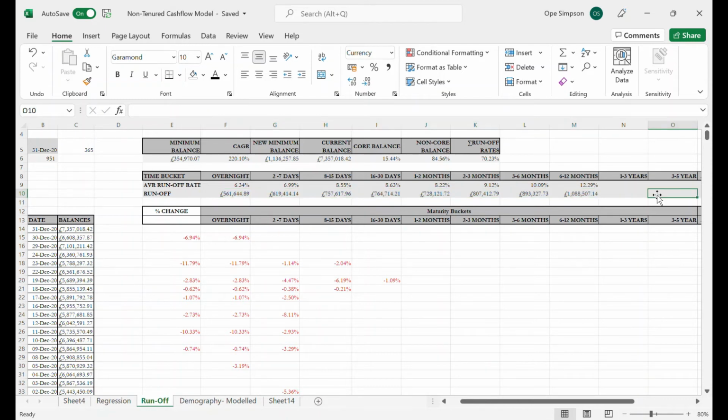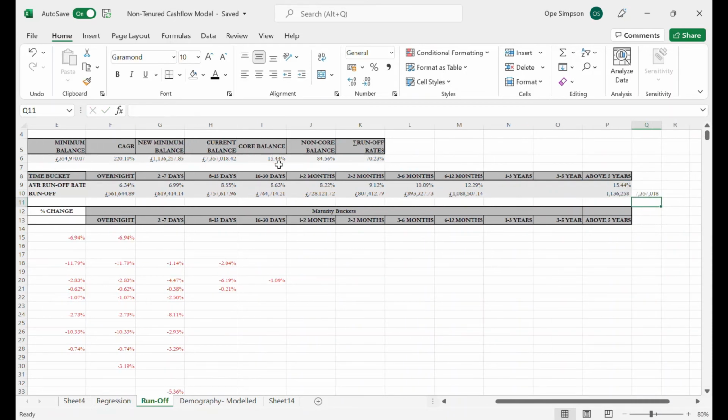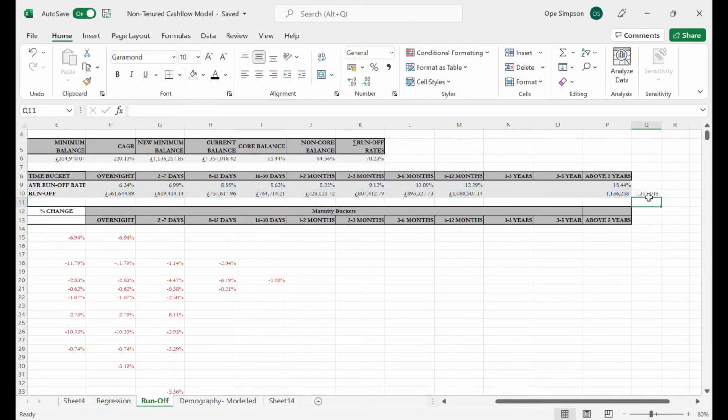And then we go to our core balance, which is 15.44% of our current balance. And as a check to ensure that we have done it correctly, summing up all our time buckets, we see that we have the same exact value as our current balance.